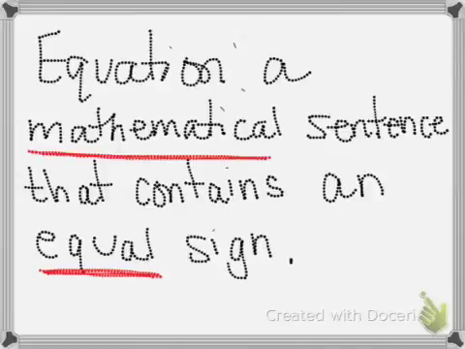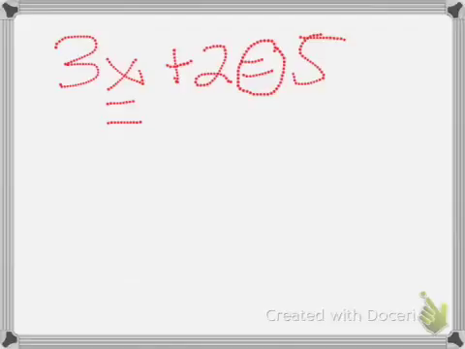So let's get started. The first vocabulary word is an equation. An equation is a mathematical sentence that contains an equal sign. So here I have an example, which you do not have on your fill-in sheet, but I want to explain to you what an equation was.